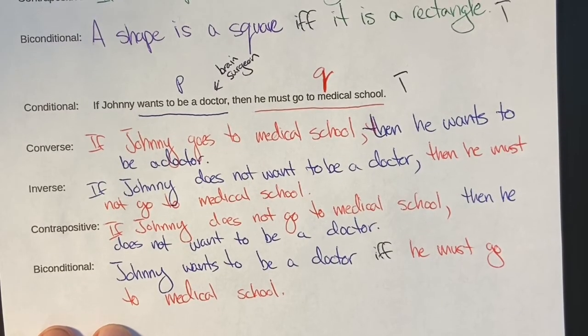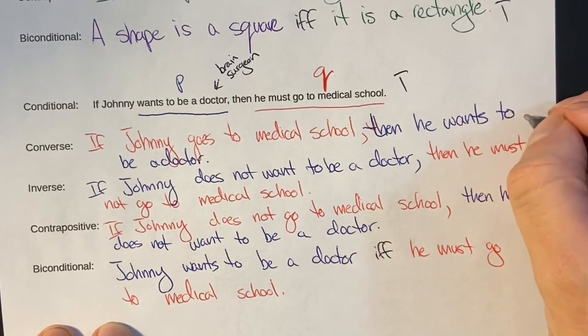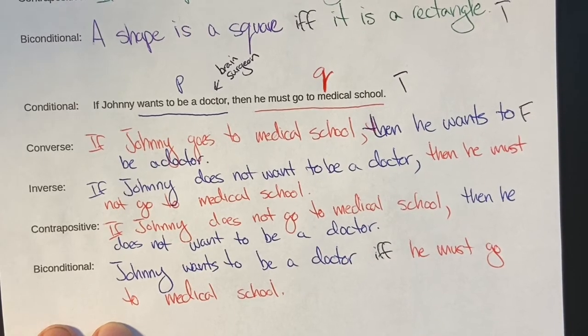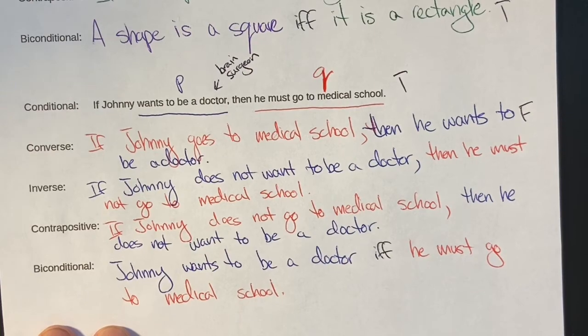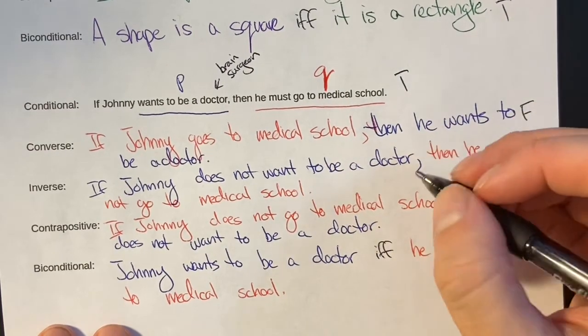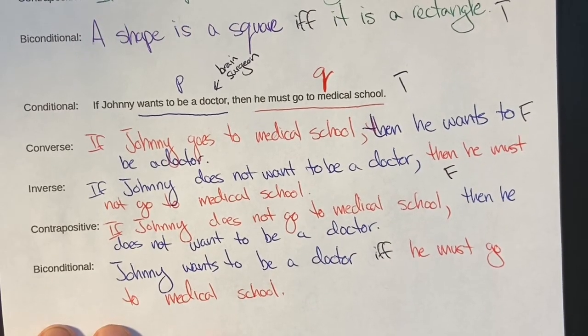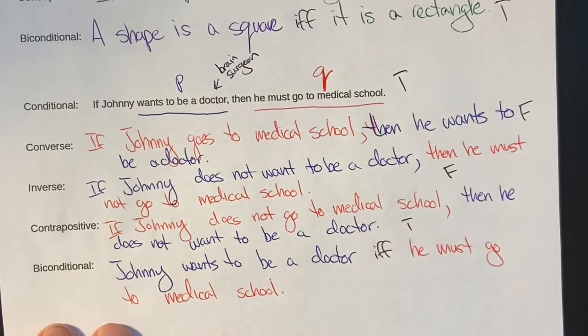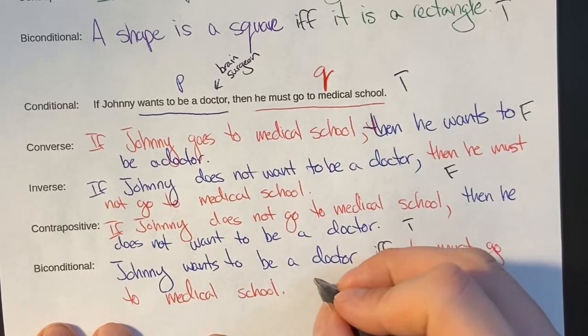If Johnny wants to be a brain surgeon, then he must go to medical school. So if Johnny goes to medical school, then he must want to be a brain surgeon. Well, no. That's not necessarily true. Maybe he wants to be a doctor that treats cancer, or maybe he wants to be a heart surgeon. If Johnny does not want to be a doctor, then he must not want to go to medical school. Well, that's not necessarily true. If Johnny does not go to medical school, then he must not want to be a doctor. I'll agree with that. And Johnny wants to be a doctor if and only if he must go to medical school. Well, that's going to be true, of course.